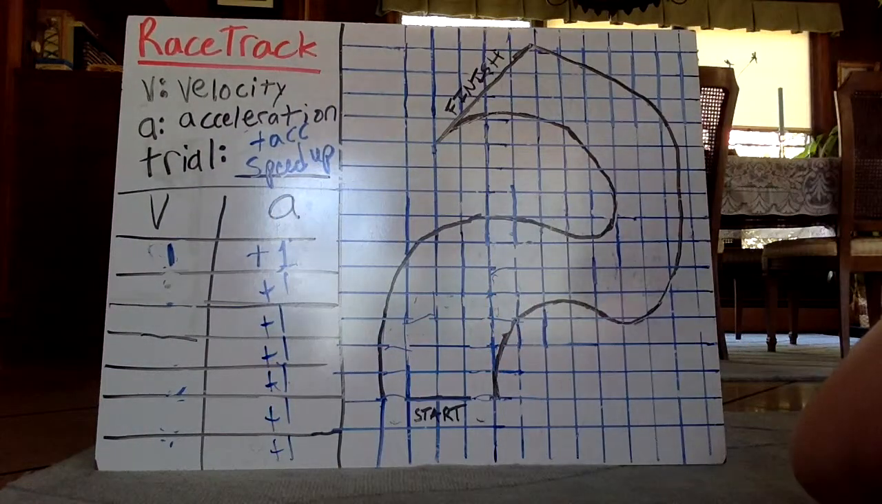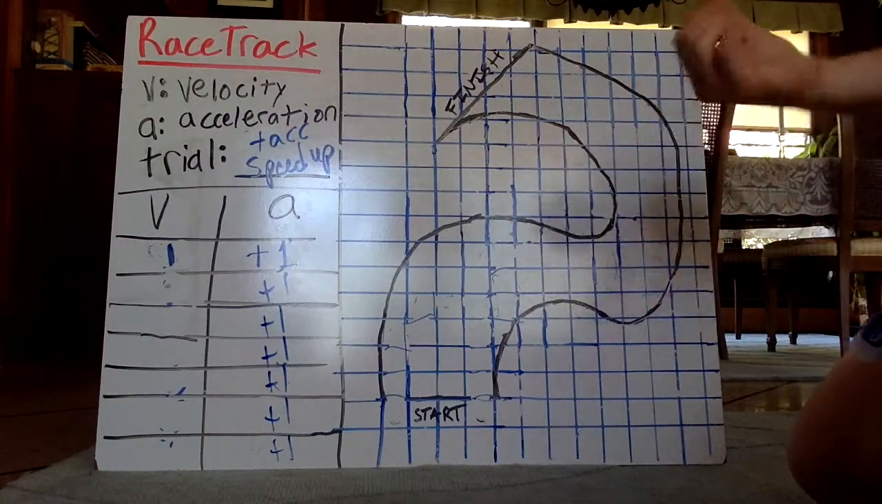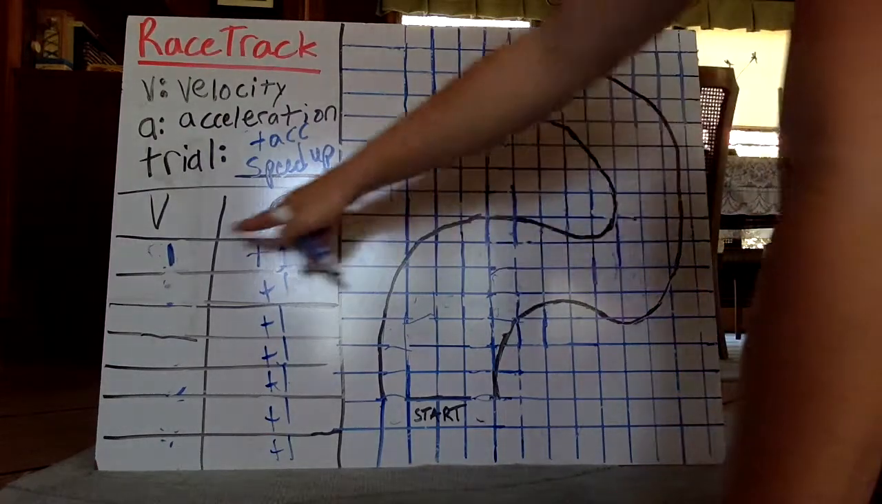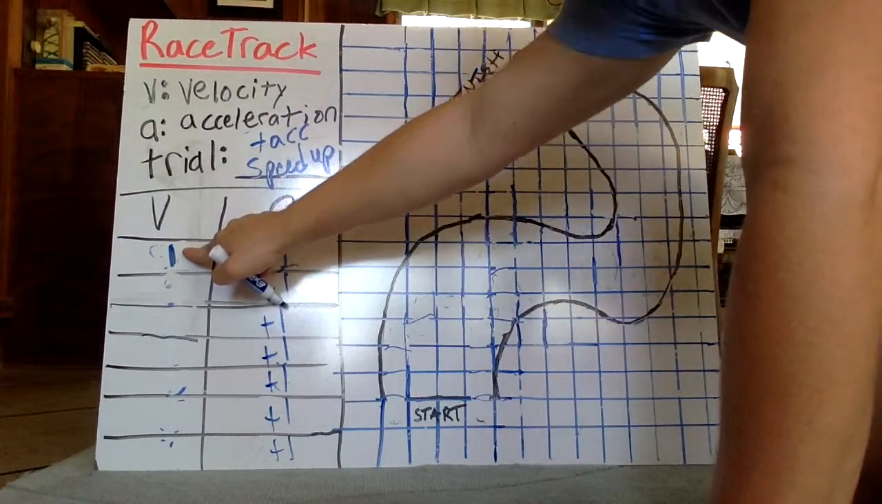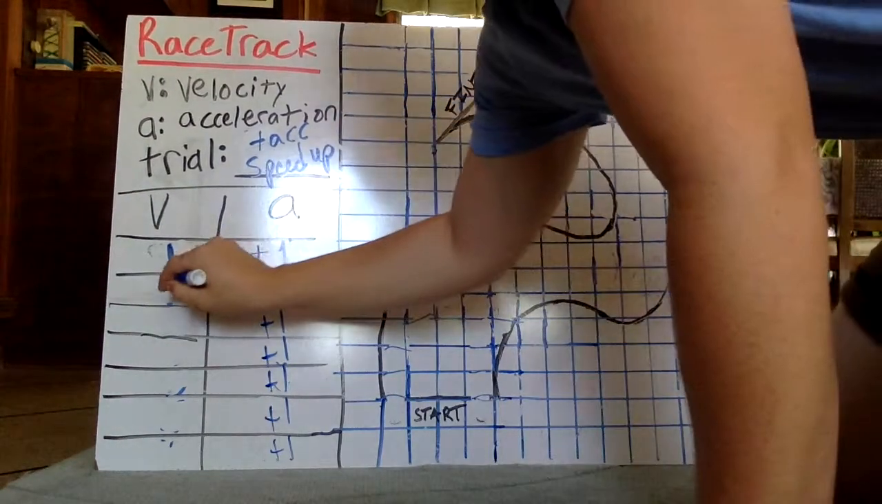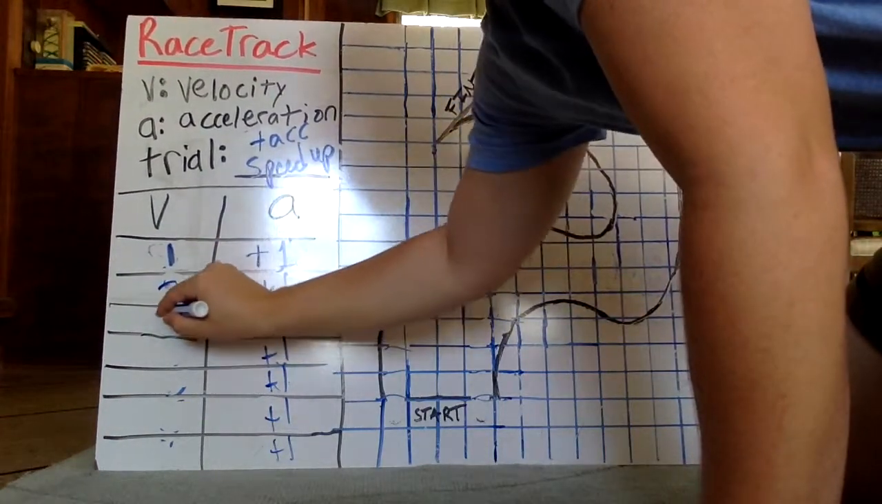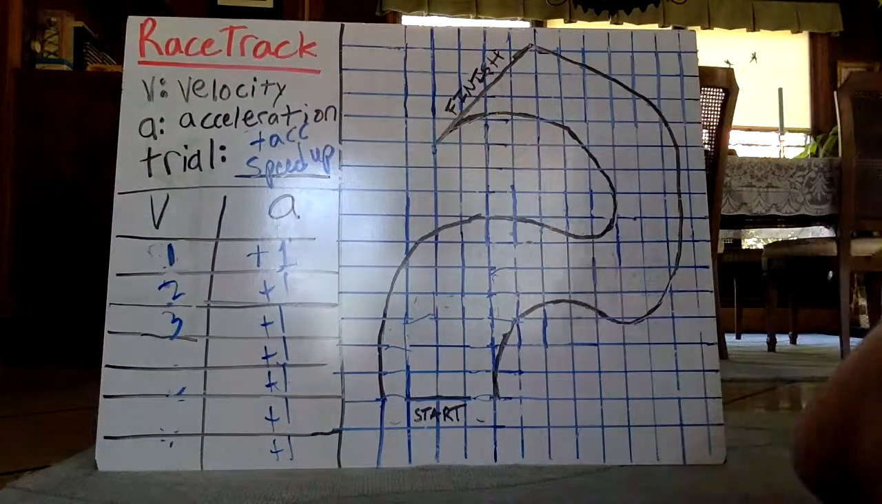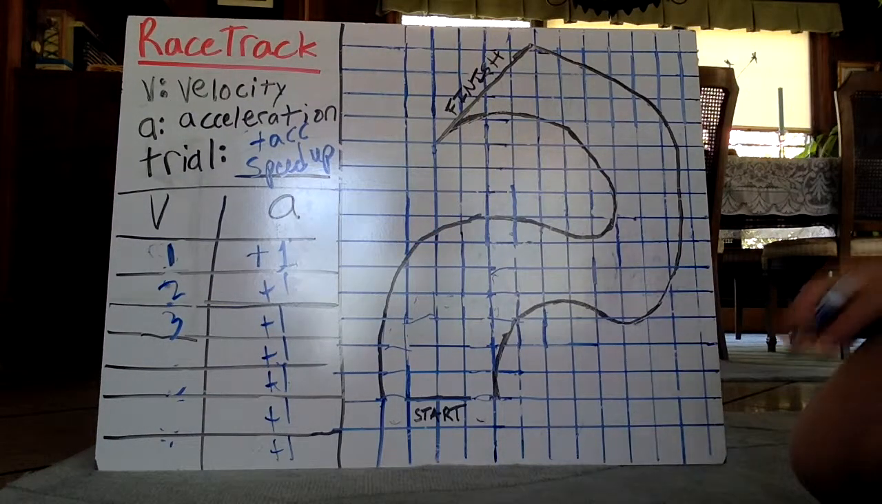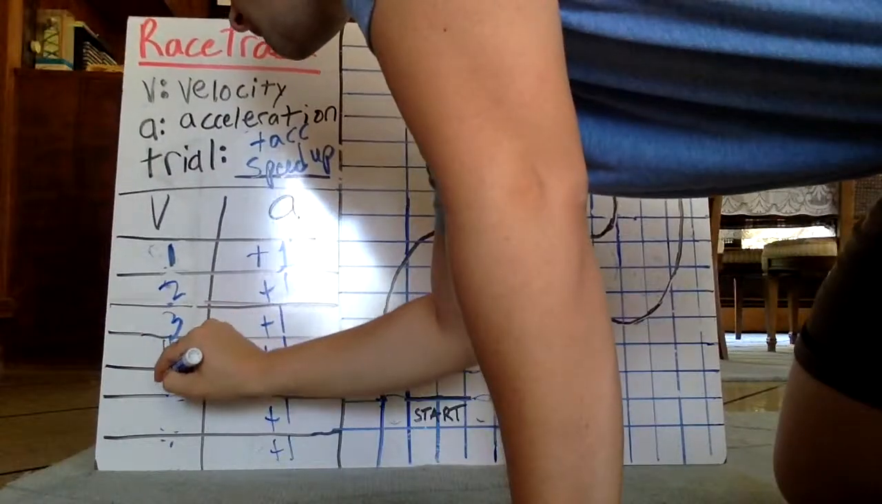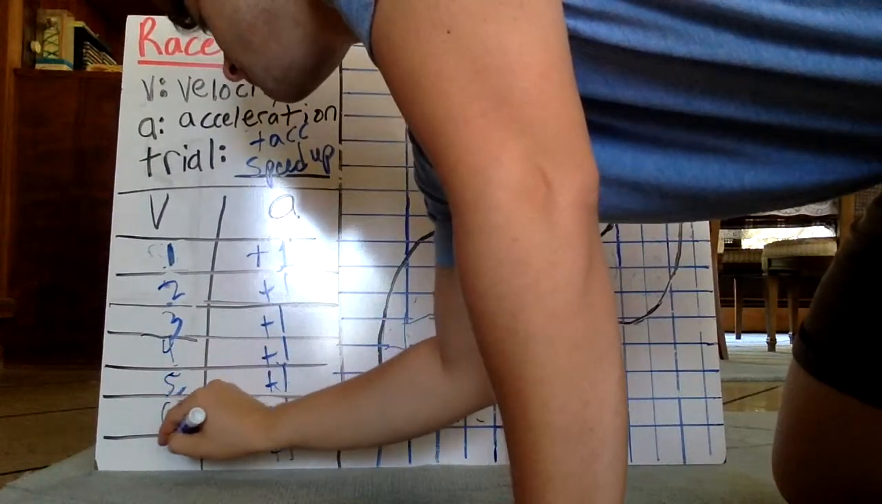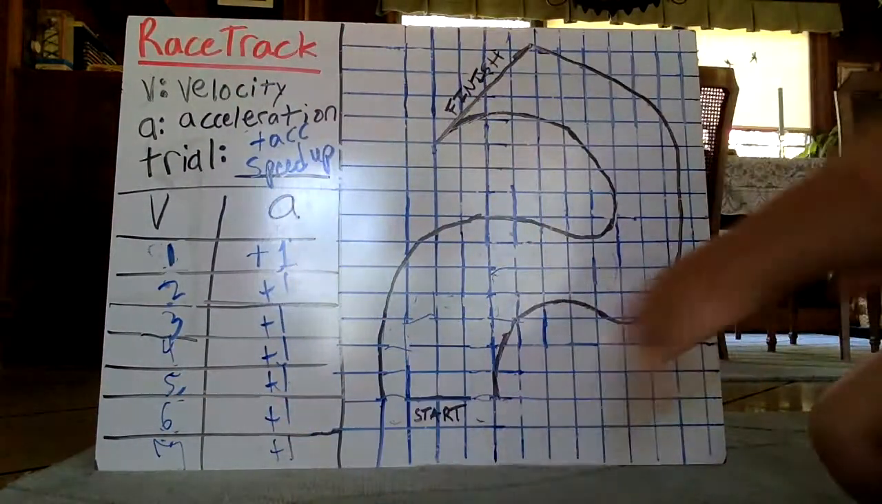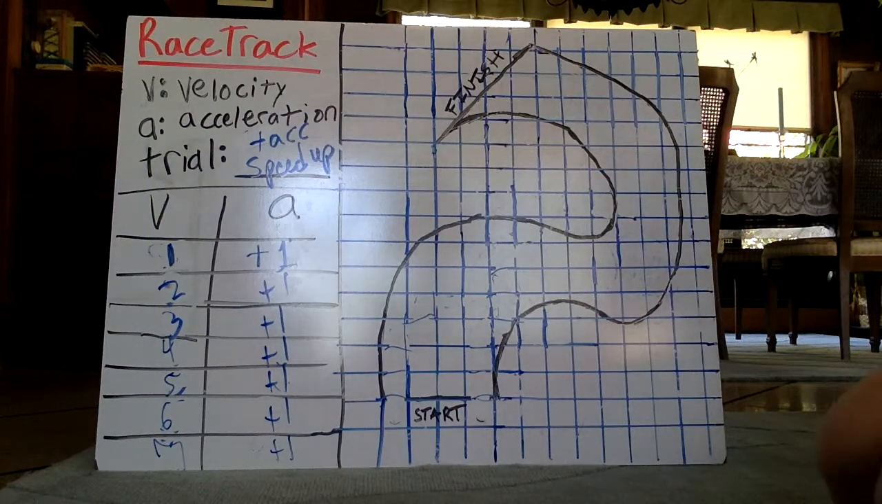Which means each turn you add 1 more space to your move, okay? So you may have had a velocity of 1, which means you move 1 space to start with, but the next turn you're going to move 2 spaces, and the next turn 3 spaces, right? And so on. Each turn you'll add 1 more space to your move until you finish. At the end you're going to be going very fast, okay?